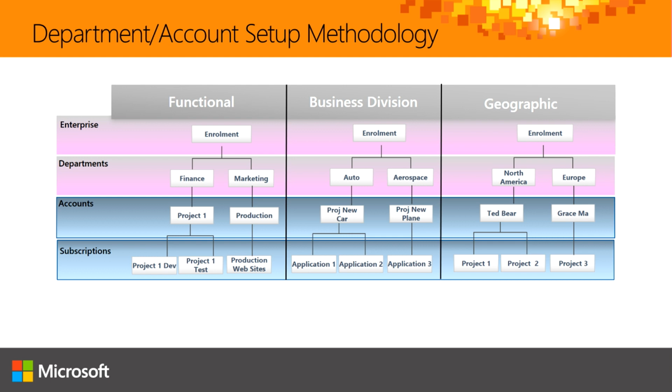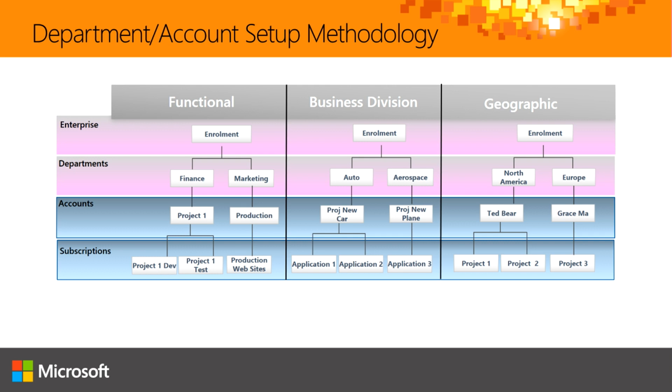So in our setup material, we do provide a few different methodologies around department and accounts you can think about. So functional, now this might be useful if you want to do chargeback based on, say, business departments. You could do it by business division, and you could do it by geographies as well.